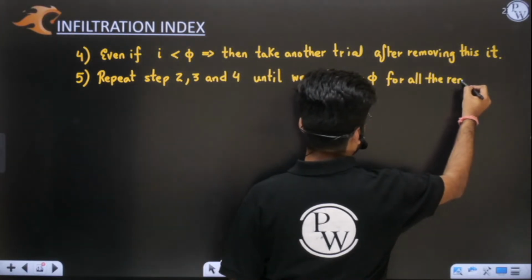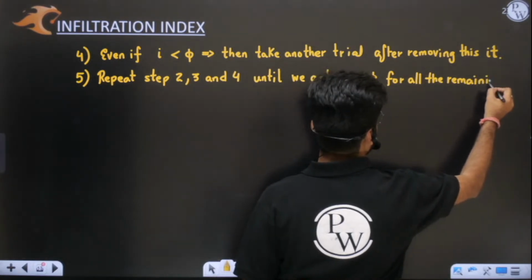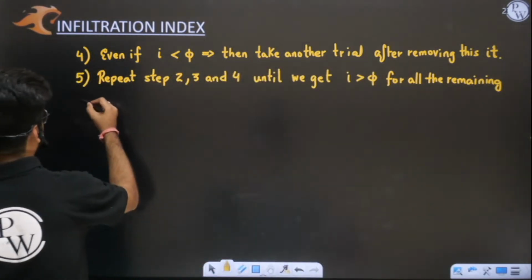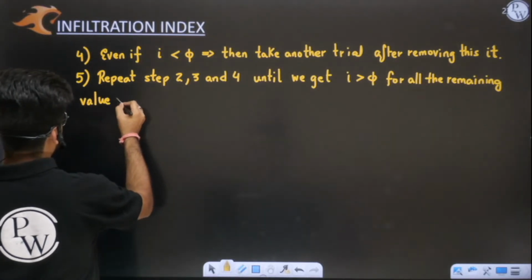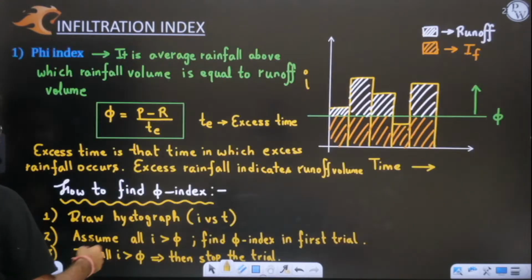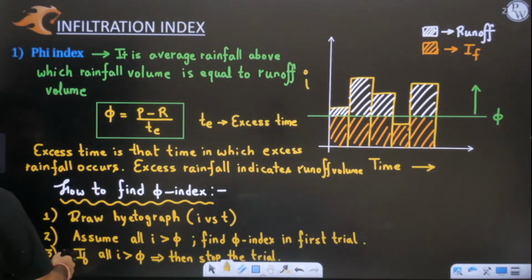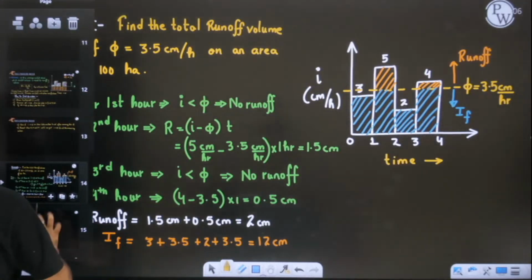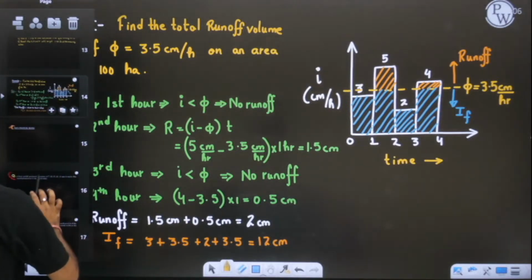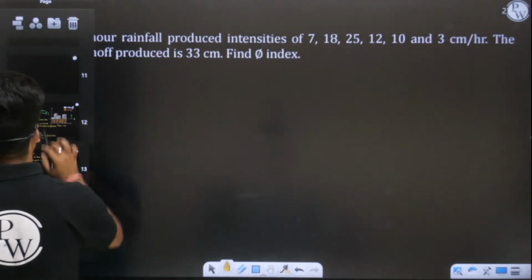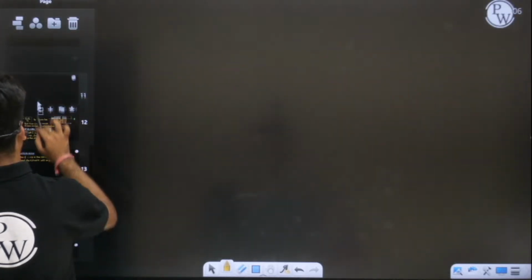Okay, so what is the meaning of this? This we will understand with the help of a beautiful example. Then all the things will be clear to you. So we will solve one question with the help of which you will be able to find the phi index, and we will easily understand the concept of phi index.